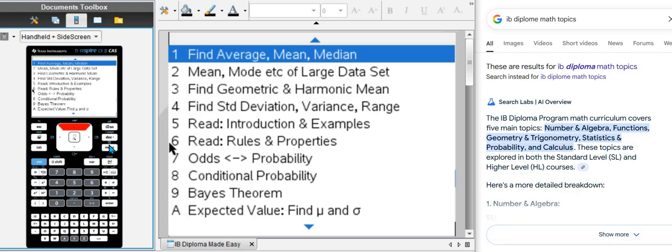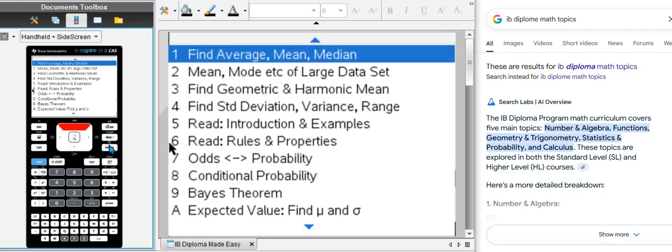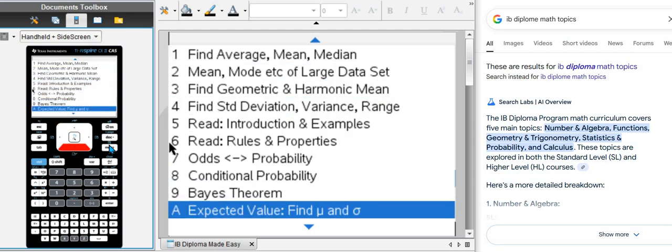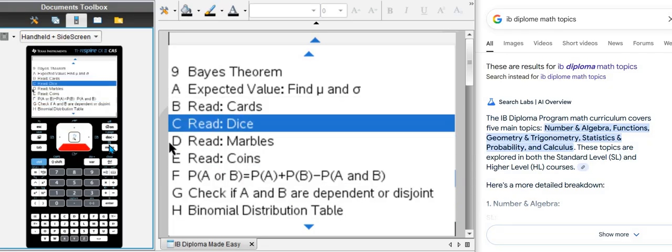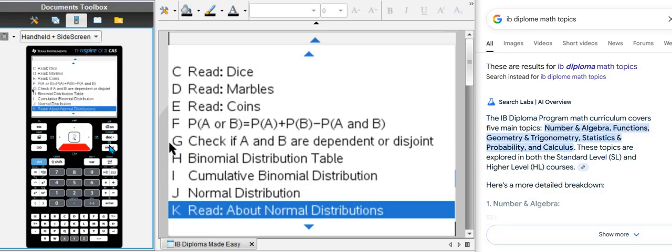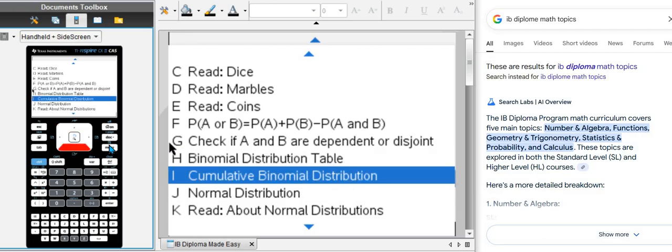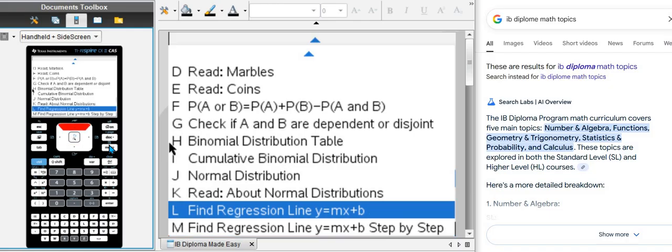You can see here, you can find the standard central values: mean, median, mode. Find probabilities, learn about them, read about them in certain scenarios. And then down here you have the standard statistical distributions, binomial and normal distributions, and also regressions, linear regressions, step by step, can all be done here in this app.